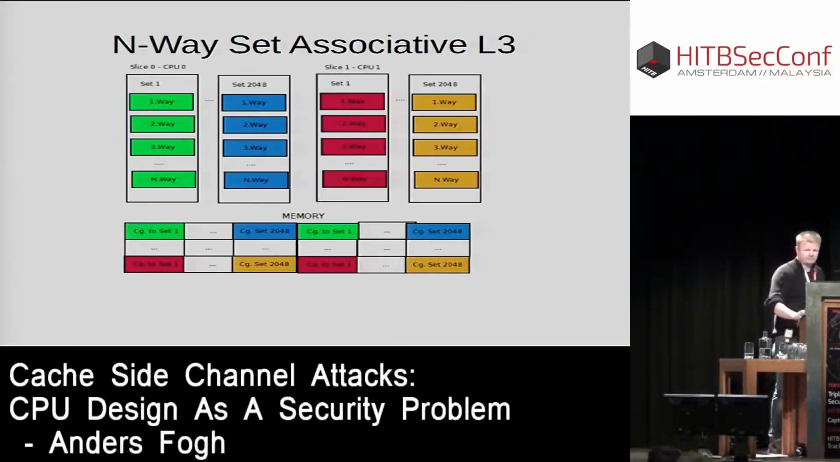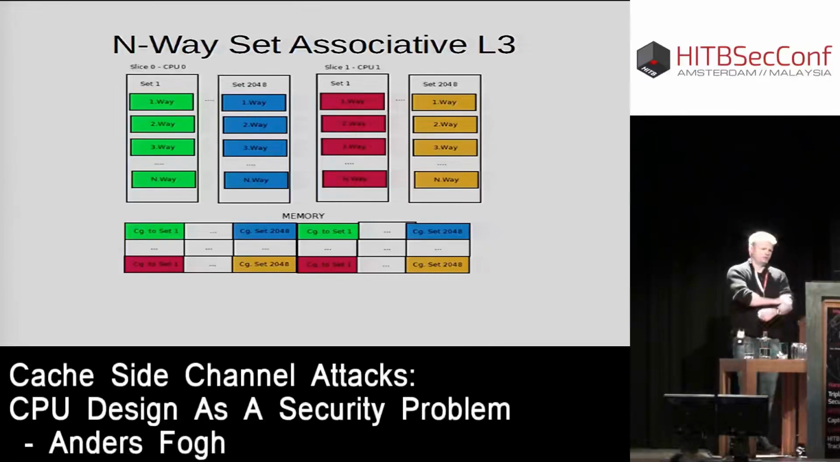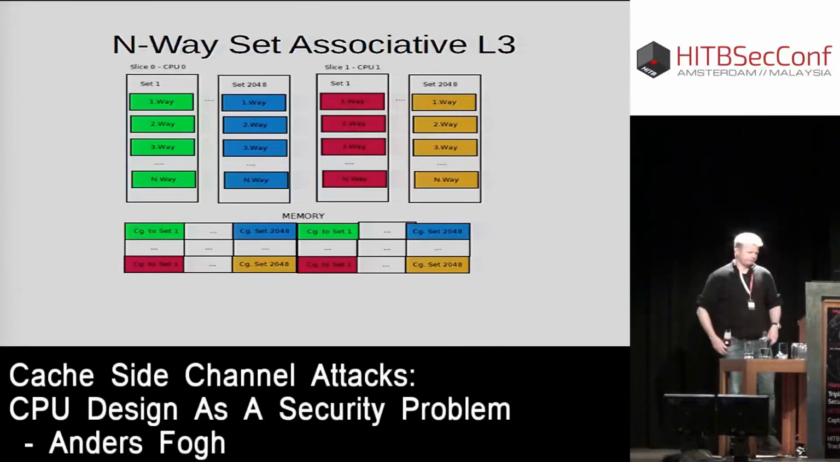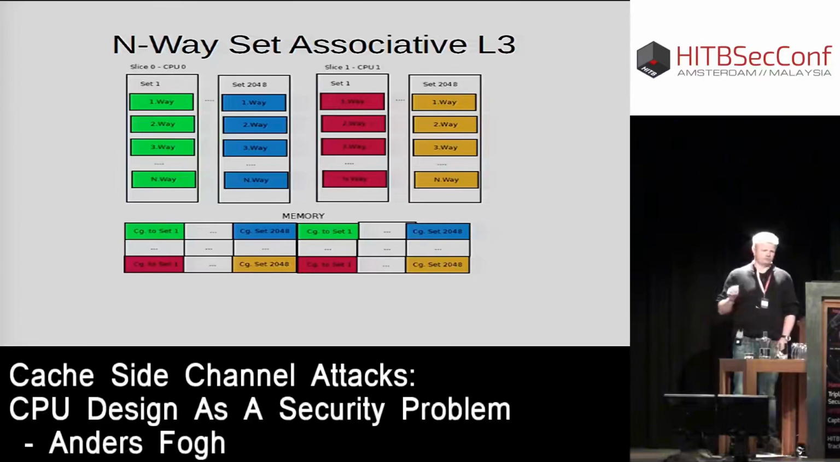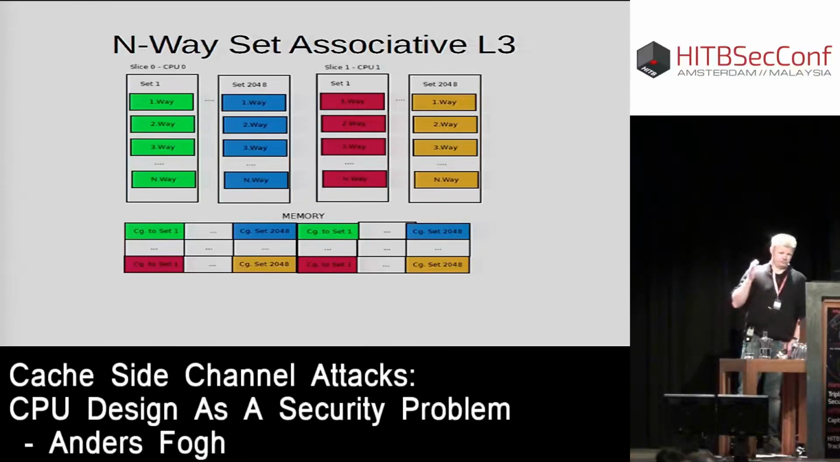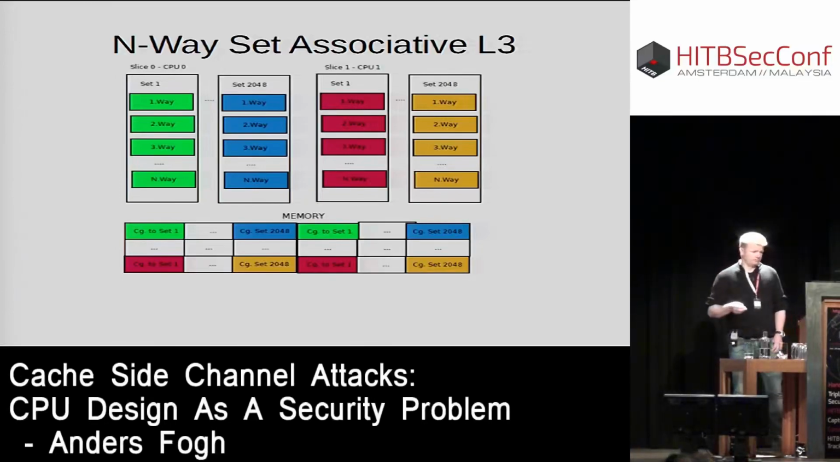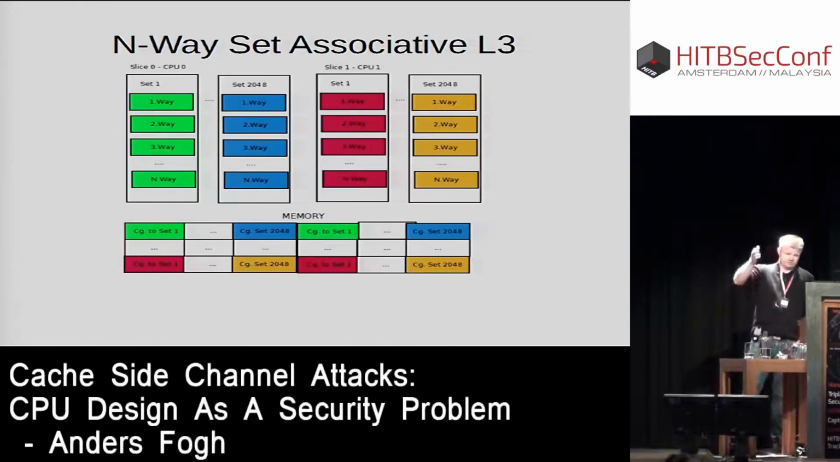So we can look at this graphically. Here, you see down in the memory, I have given different addresses different colors. And these colors have to match the color of the cache set. That means that if something is green, it will be cached in set 1. If something is blue, it will be cached in set 2048. If something is red, it will be cached in slice 1 in set 1. Right?